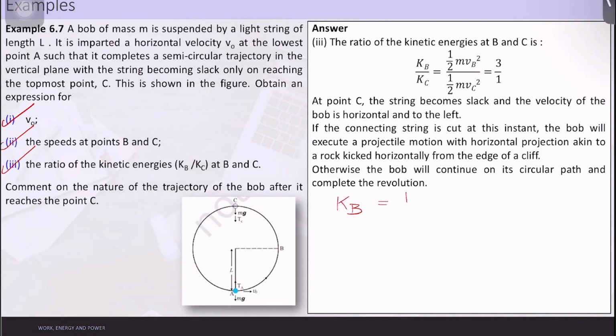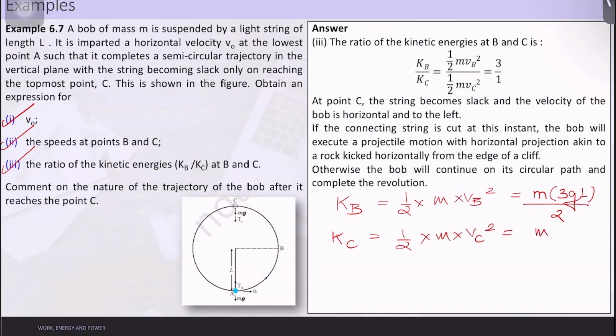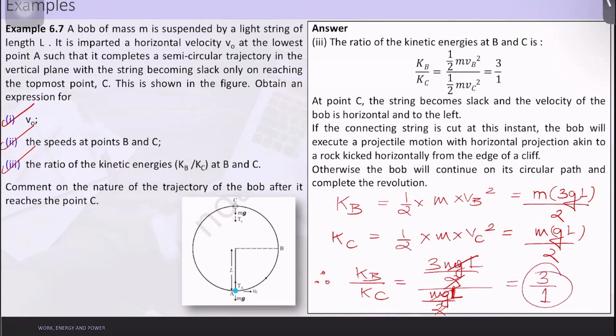So what is KB? KB is equal to half m into VB square. Please remember VB square is 3GL. So it is m into 3GL by 2. Similarly, KC is the kinetic energy at C, that is m into VC square by 2, which is m into GL by 2. Therefore, KB by KC is equal to 3mgl by 2 upon mgl by 2. Correct? mgl gets cancelled, 2 gets cancelled, then we get the ratio as 3:1.